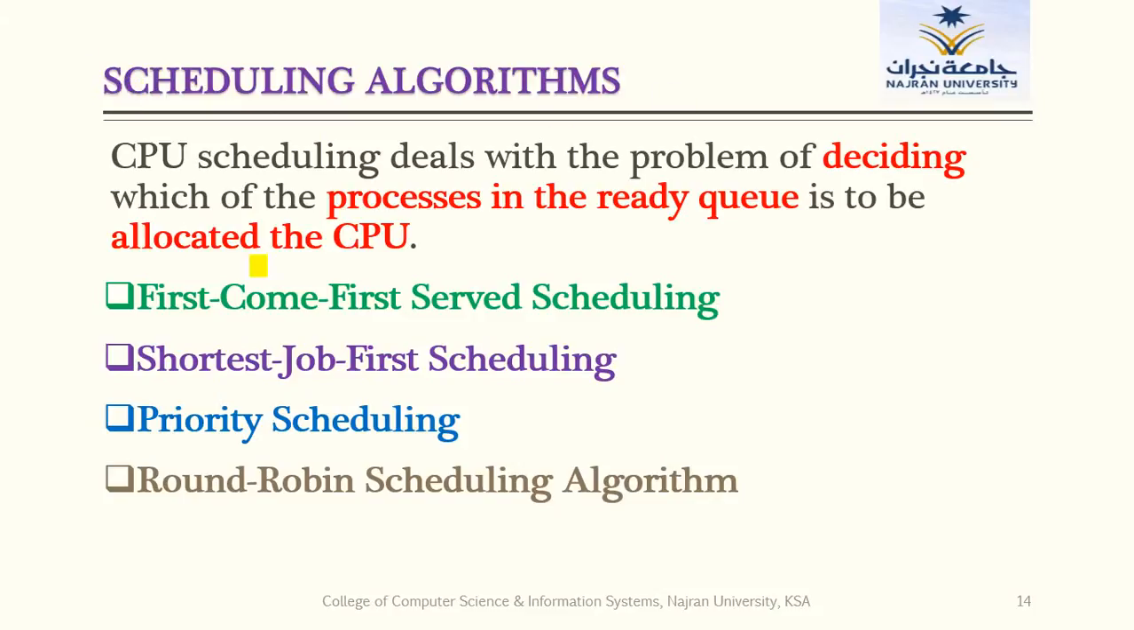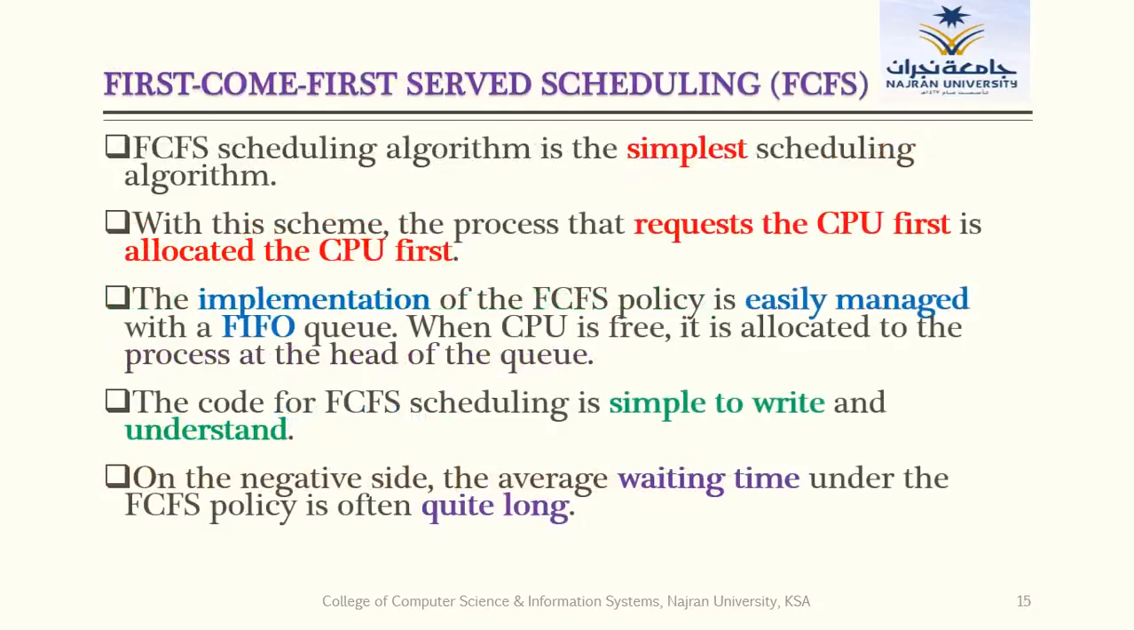Okay, in this course mainly we will focus on these 4 algorithms: first come first serve, shortest job first scheduling, priority scheduling and round robin scheduling. Okay, so we will start our discussion from our first algorithm, that is the first come first serve scheduling algorithm.